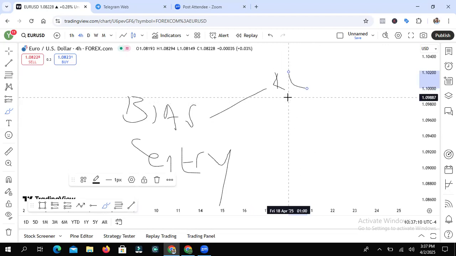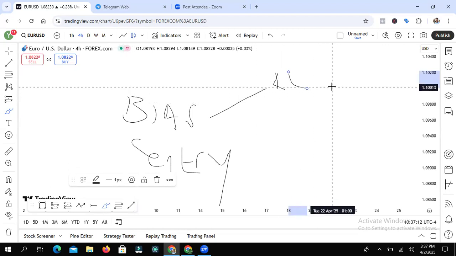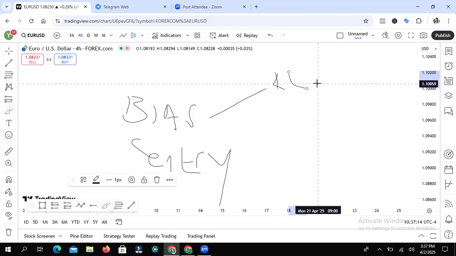What is a key level, or what are key levels? Some people call it support, some people call it resistance, but I call it key levels. Key levels are basically decision points. What do I mean by decision points? Decision points are where the market intends to start a trend or end a trend.